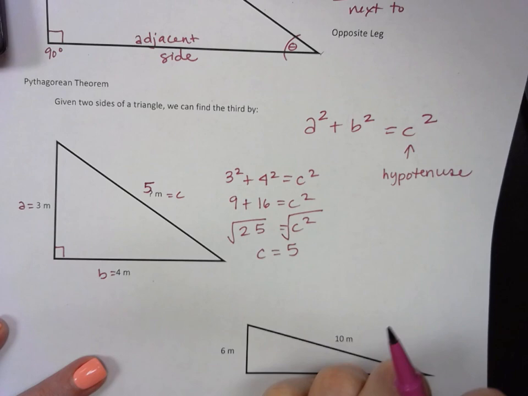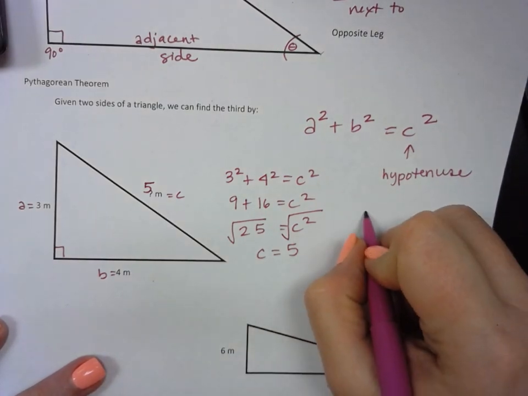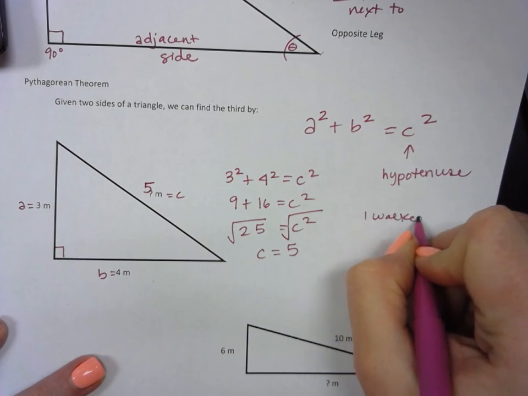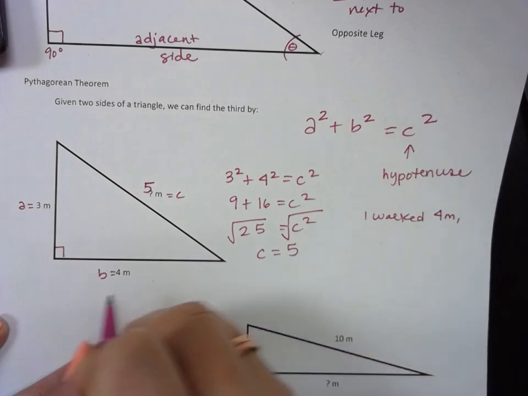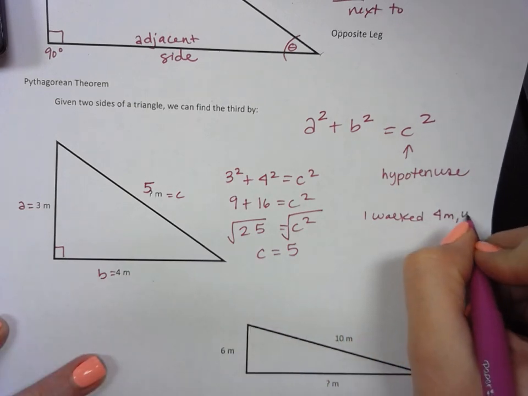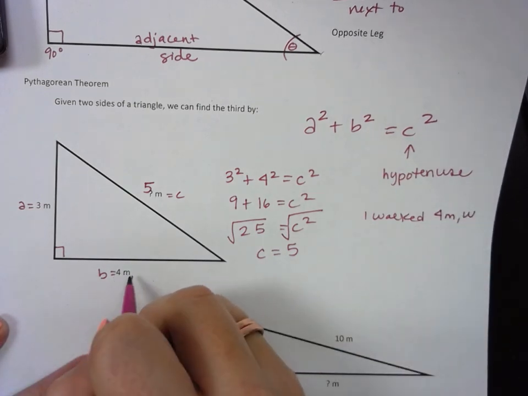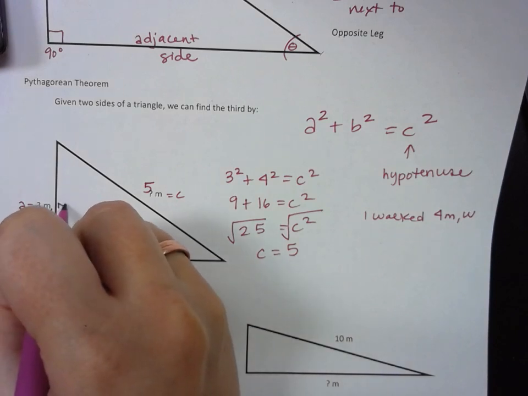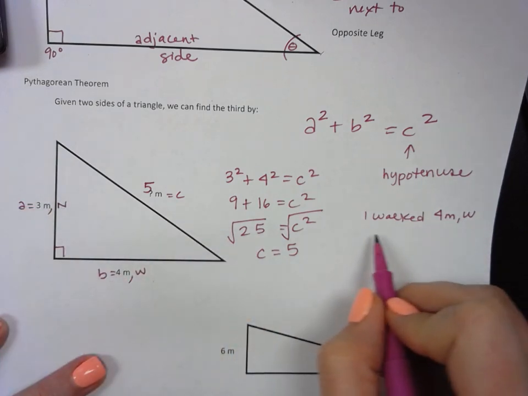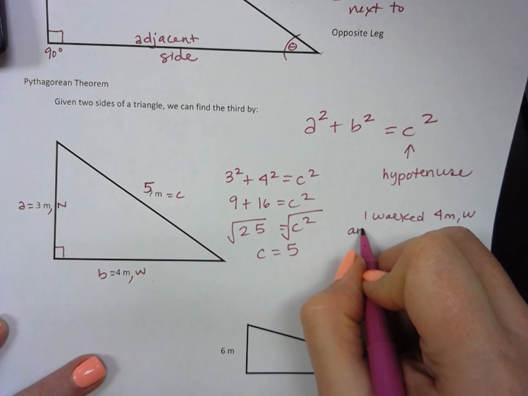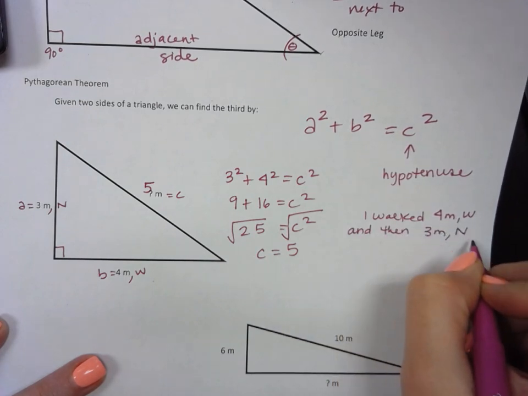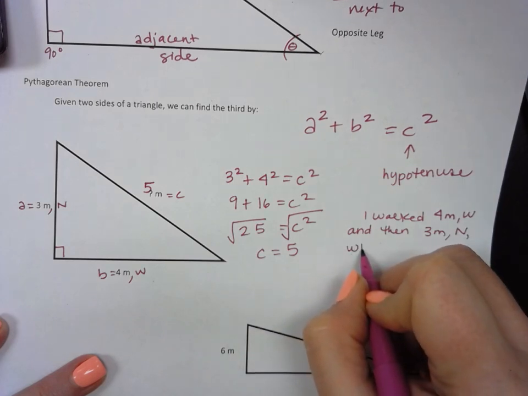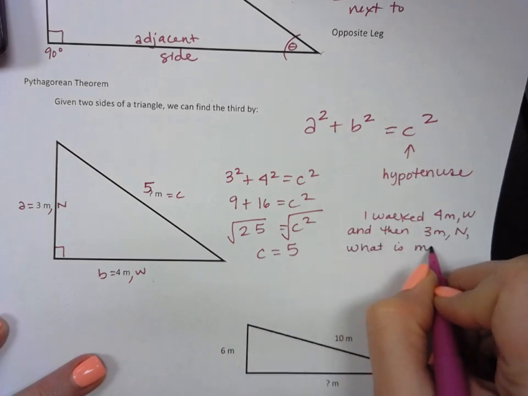Right, now this is just a math problem. Here's how it becomes a physics problem. I walked 4 meters west, right? So let's say we just make this 4 meters west. I'm going to make this 3 meters north. Okay, so I walked 4 meters west and then 3 meters north. What is my displacement?